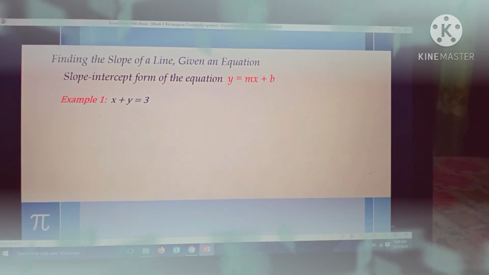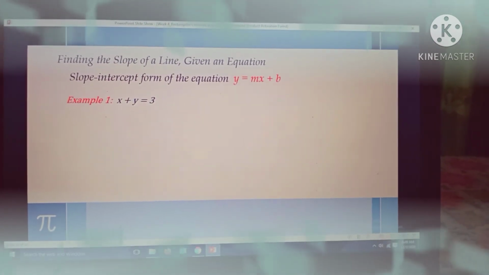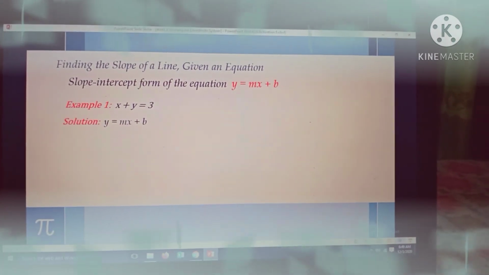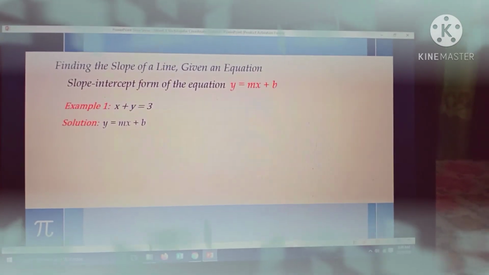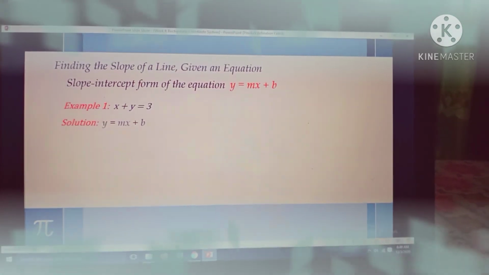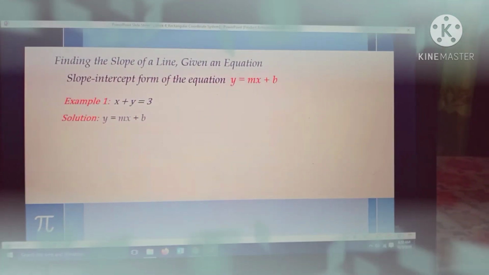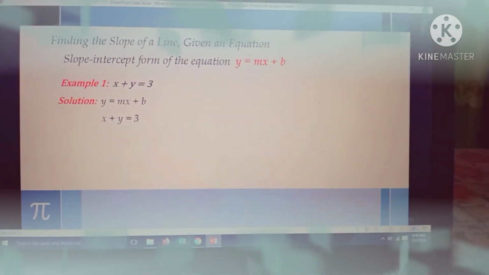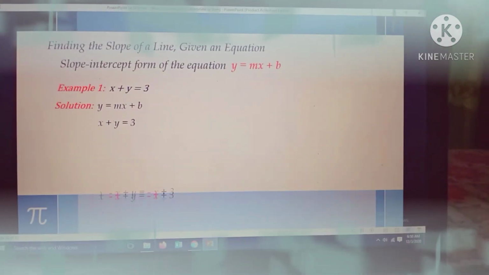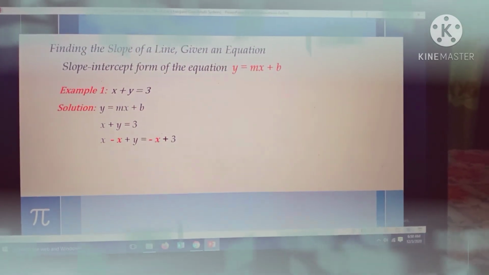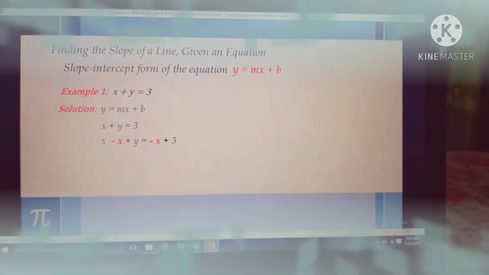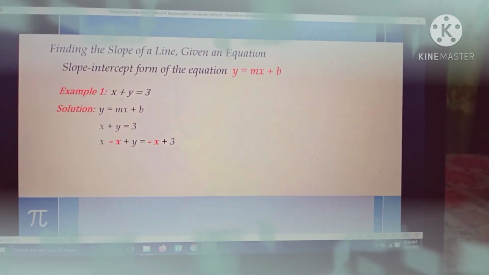So let's have example 1. x plus y is equal to 3. We're going to change this to y is equal to mx plus b, so it's easy for us to identify the slope and the y-intercept. So x plus y is equal to 3. By the addition property of equality, we subtract x on both sides.